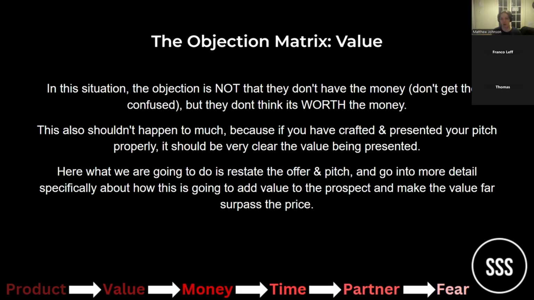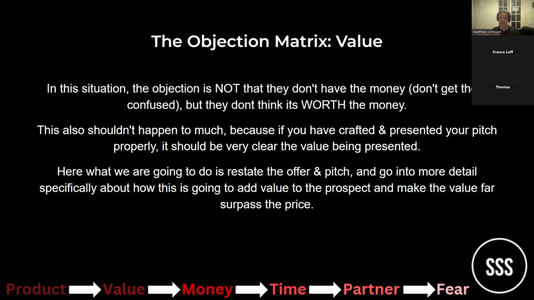So what we do here is pretty similar to the product objection. We're going to restate the offer and the pitch and go into more detail specifically about how this is going to add value to the prospect and make the value far surpass the price. So once again, we give a high level pitch, we go over it again, specifically talking about value and specifically talking in numbers.